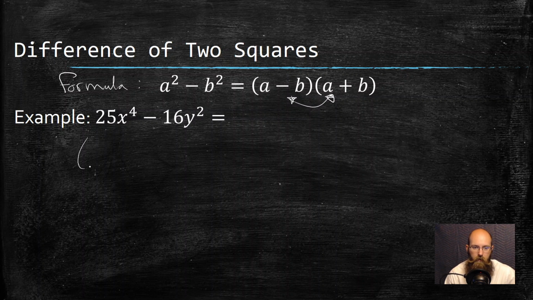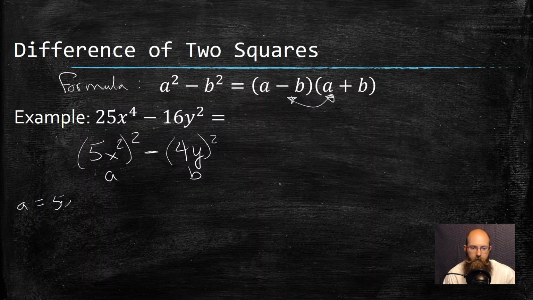Well, what thing squared will give me the 25? That's going to be a 5. What thing squared gets me x to the 4th? That's x squared. And then that minus is going to come down here. What thing squared gets me this 16? 4. What thing squared gets me y? That's just y. So now I know my a and my b. My a is the 5x squared and my b is 4y. Now all I have to do is plug all of that into the formula over here.